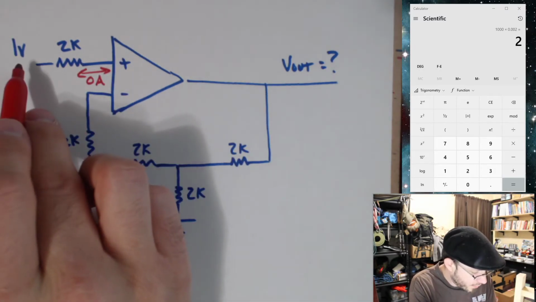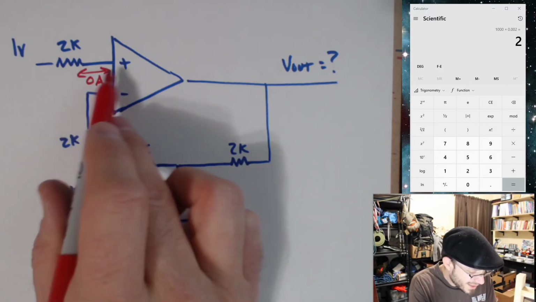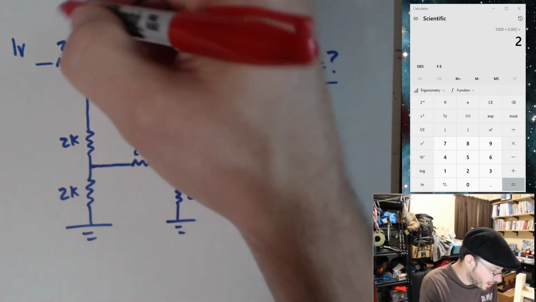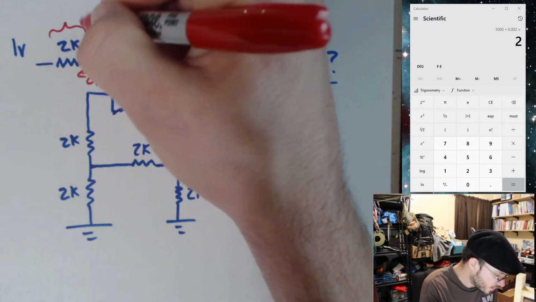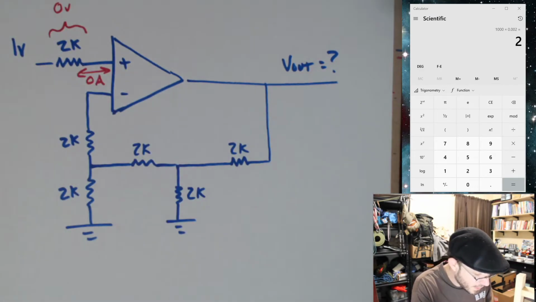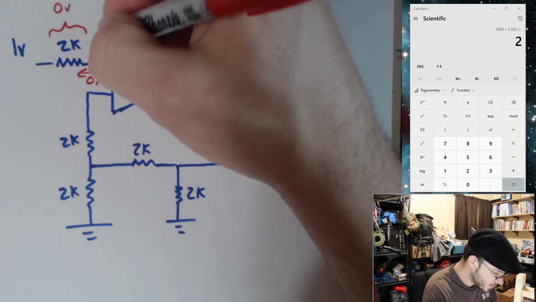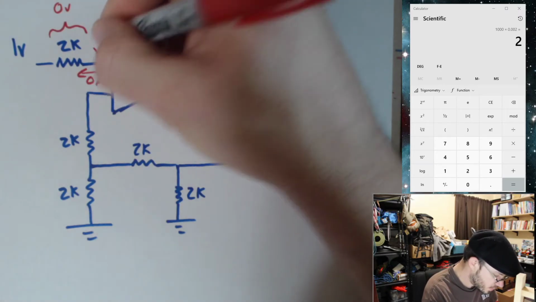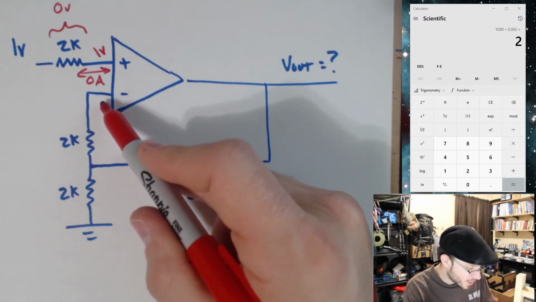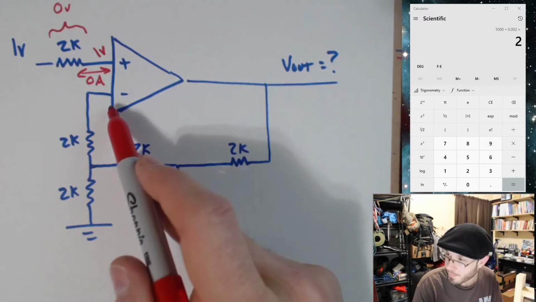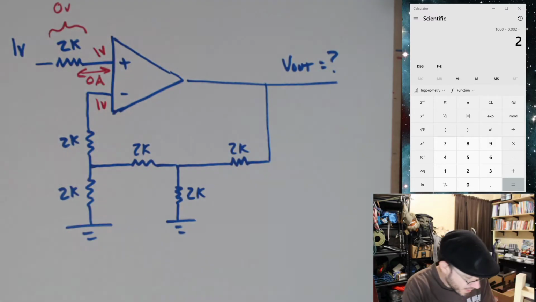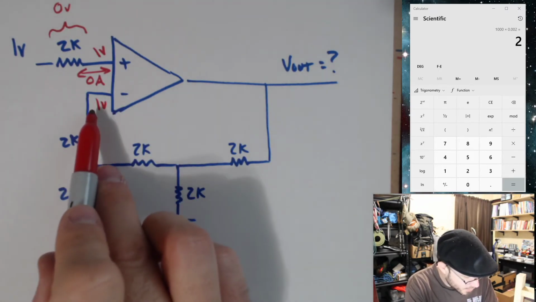Okay, so I got 1 volt over here, but I have 0 amps in or out of this input over here. So my voltage drop across this is 0 volts. 1 volt minus 0 volts gives us 1 volt. If this is 1 volt, what should this be? Type that one into chat. If this is 1 volt, what should this be? Yeah, thank you.